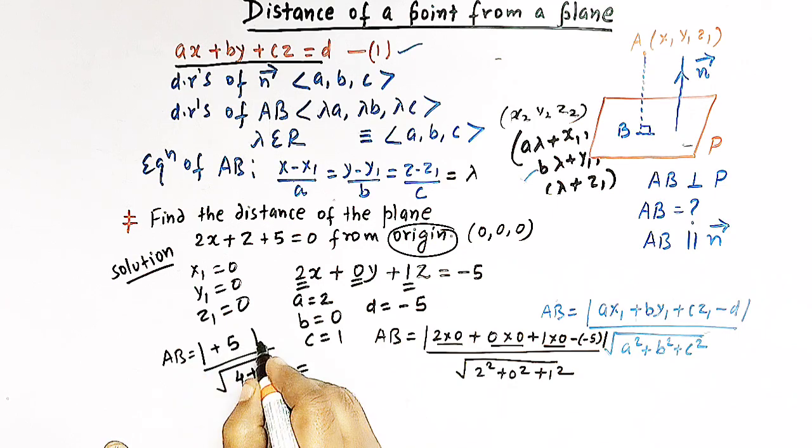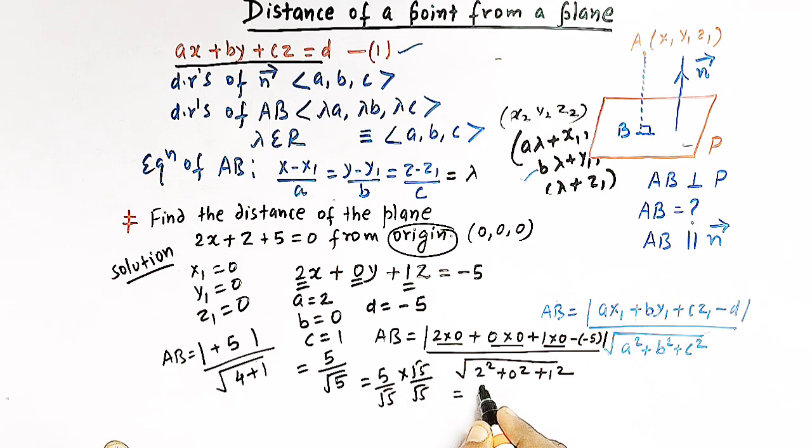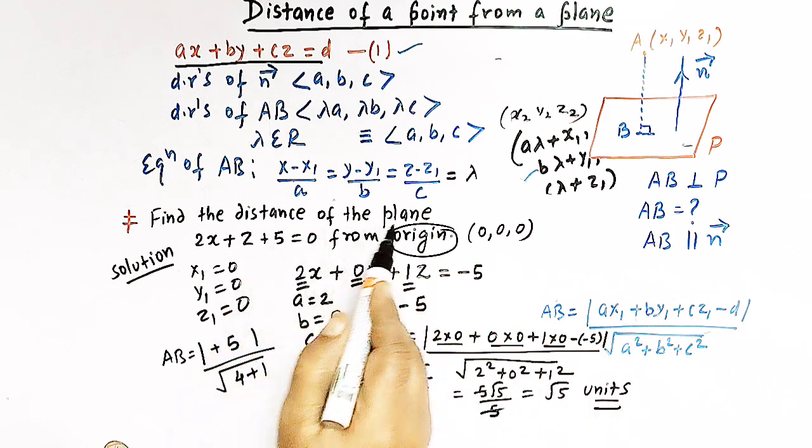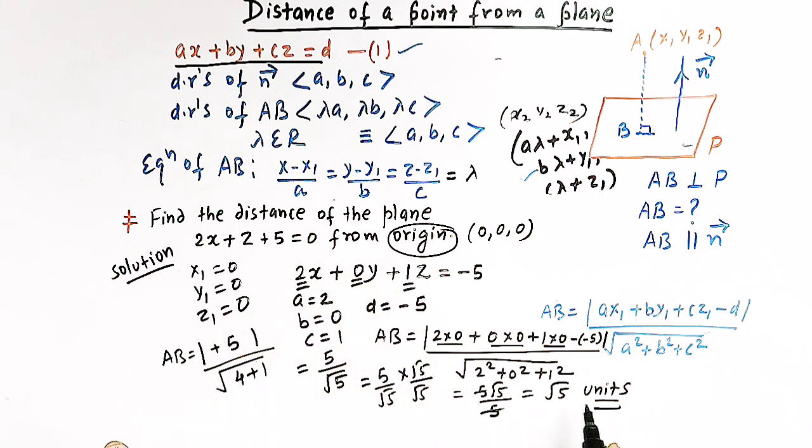So mod of 5 is simply 5 over square root of 5, and again multiplying the numerator and denominator by root 5, rationalizing by square root of 5, we have 5 root 5 over 5, and 5 and 5 get cancelled. We have root 5 units. So the distance of this plane 2x plus z plus 5 is equal to 0 from origin is equal to square root of 5 units.